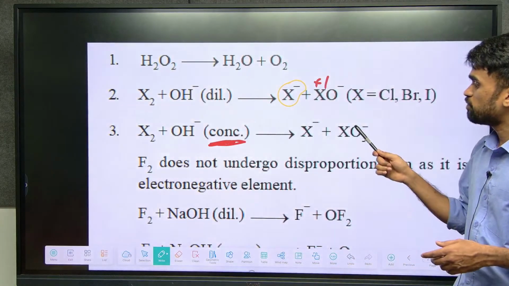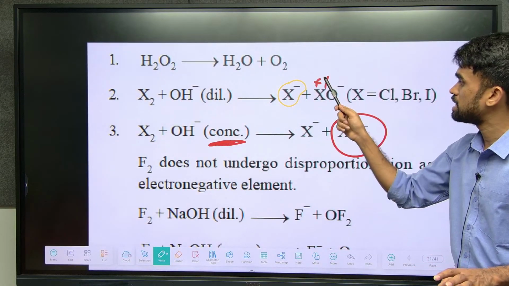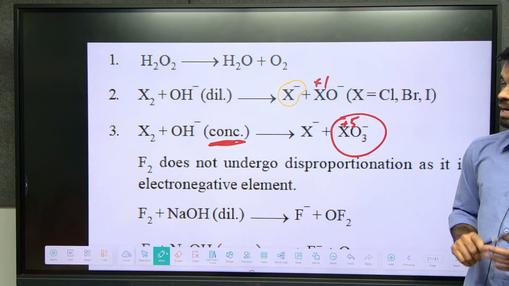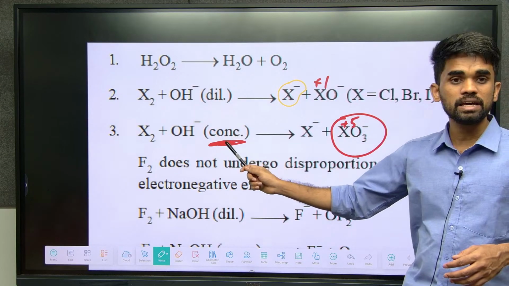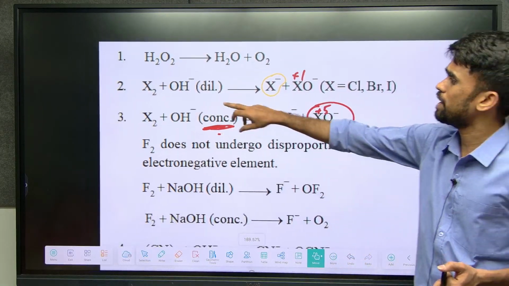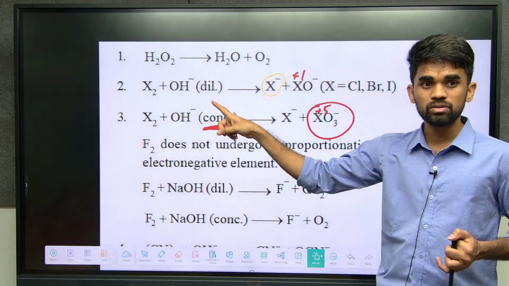So now the further oxidation takes place. Here it is -1 same, but here it is +1, here it is +5. When it is +5, you are taking concentrated acid. So X2 can be chlorine, bromine, iodine, but not fluorine.